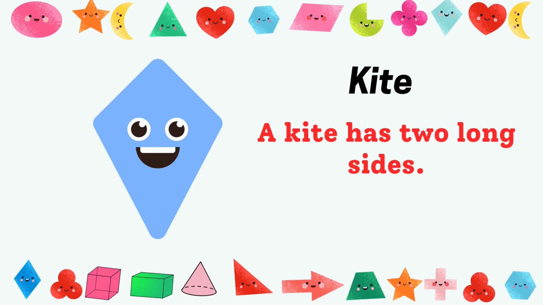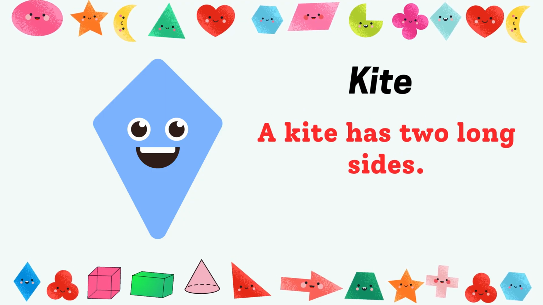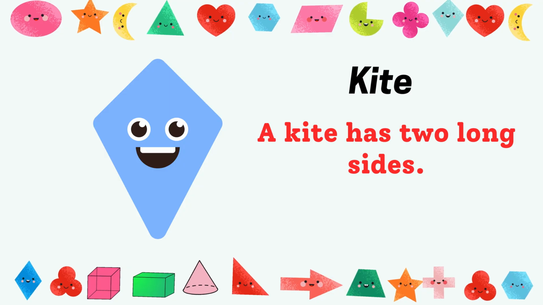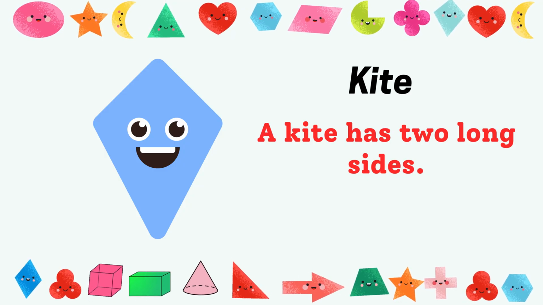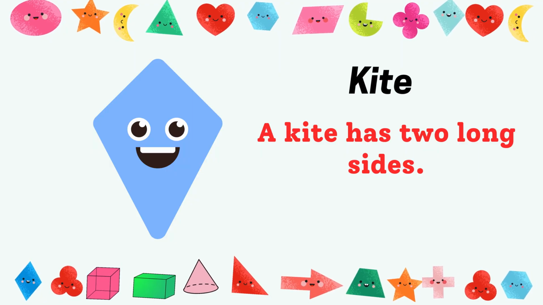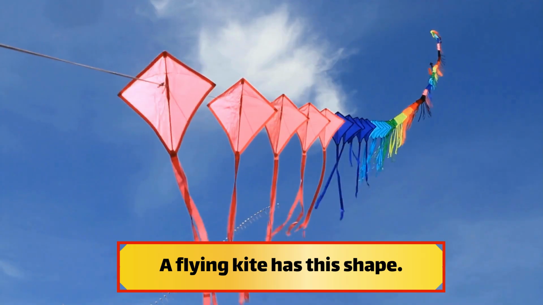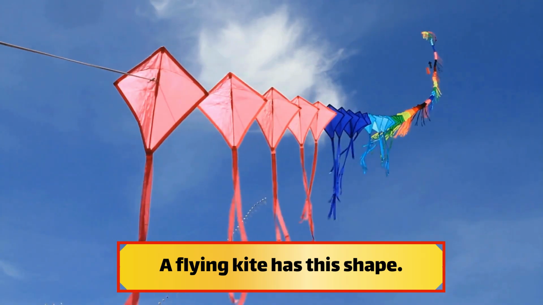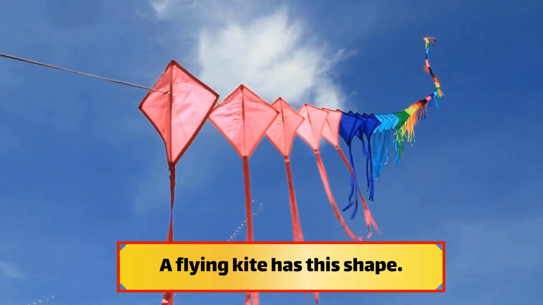Kite. A kite has 2 long sides. A flying kite has this shape.